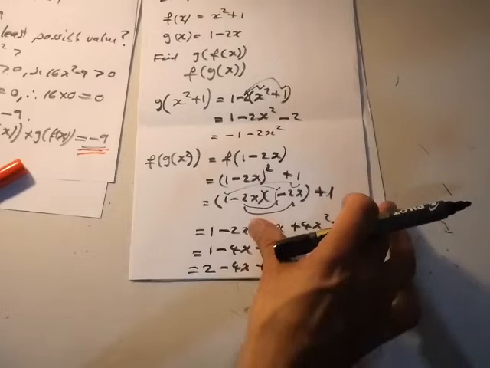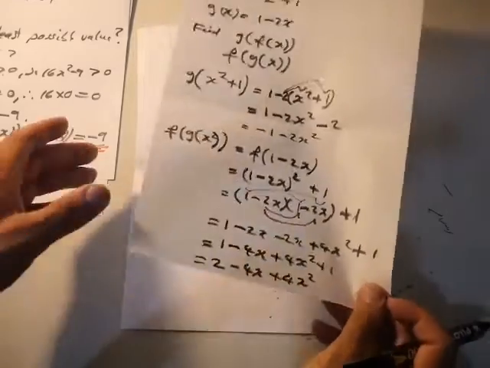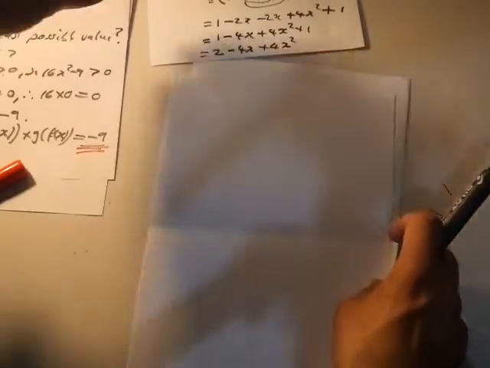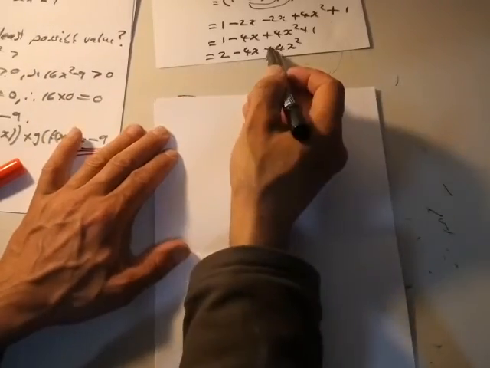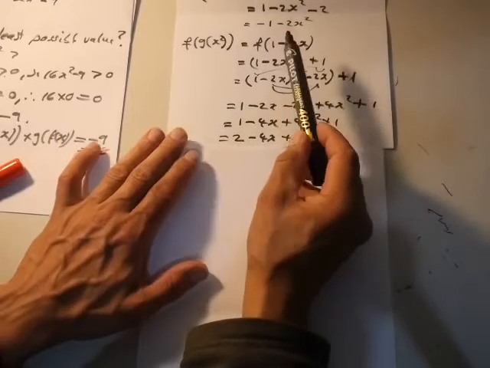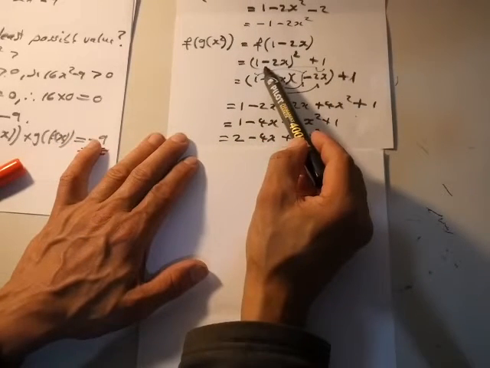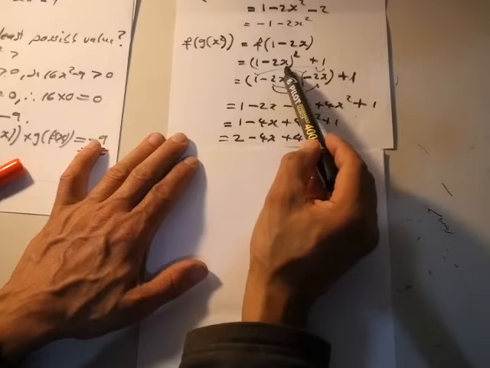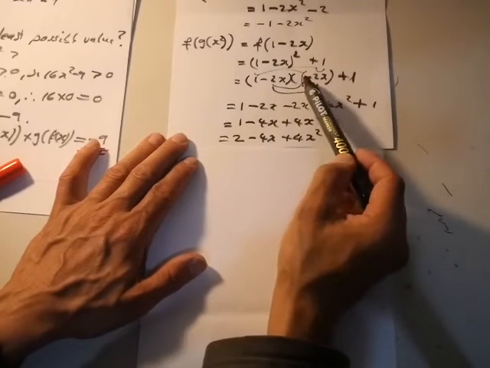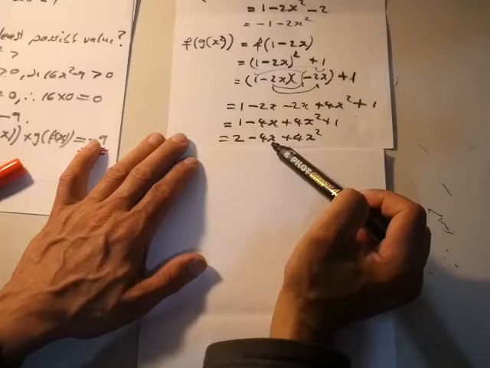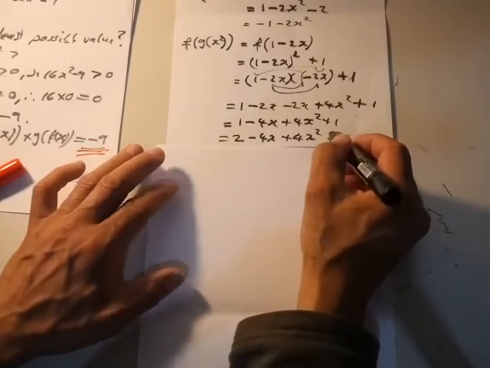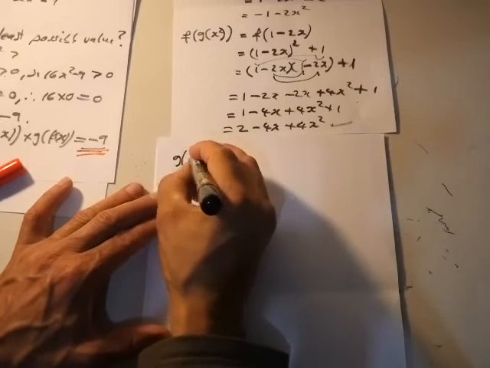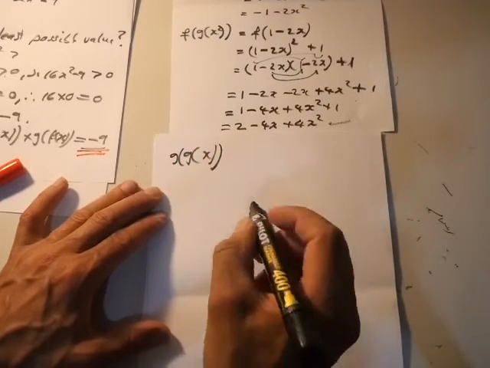Oh, I made a mistake. They didn't want f of g of x, they wanted g of g of x. Whoops, I didn't read it properly. So that's correct, but it's not what they want. I made a silly mistake.